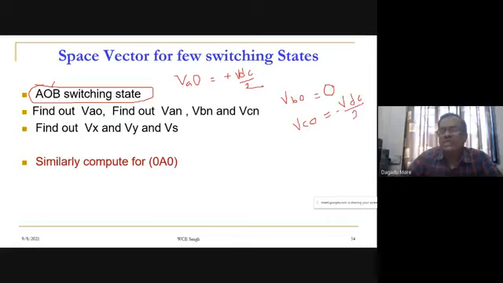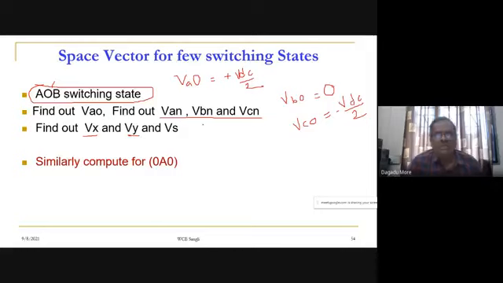So whatever switching state is given, find VAO, VBO, VCO. Once you know VAO, VBO, VCO, using the matrix we already studied for two level, we find VAN, VBN, VCN. Once we know VAN, VBN, VCN, we can find Vx and Vy. And once you know Vx and Vy, we can find the space vector. The procedure is the same. We have already done it for two level, and we can use it the same way. The only difference is that in case of two level, there are only two values for VAO, VBO, VCO: plus VDC by 2 or minus VDC by 2.